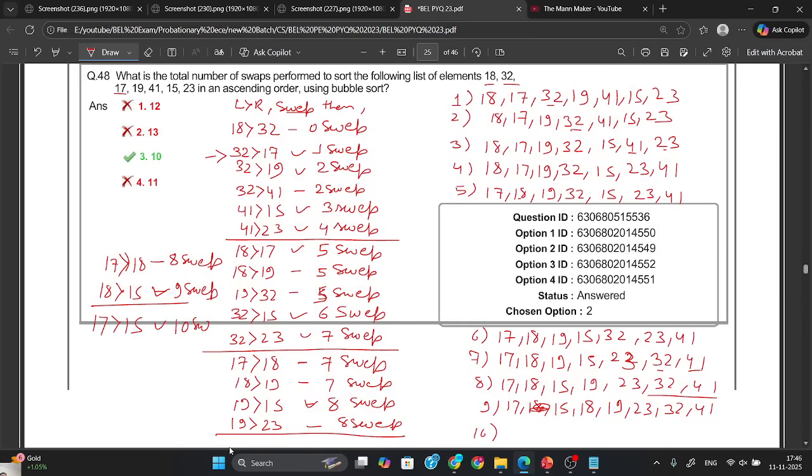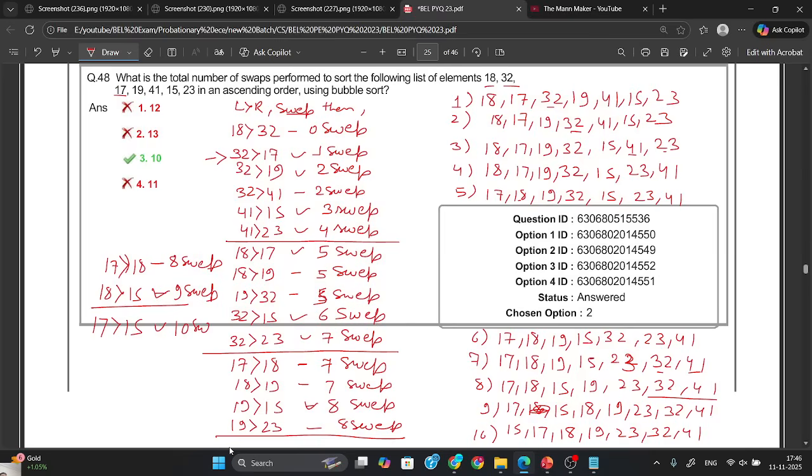Now this is the final one. So it will be 15, 17, 18, 19, 23, 32, 41. Now it is okay. Now it becomes the ascending order. You can see this one in 10 swap we are getting ascending order, so option C is your right answer.